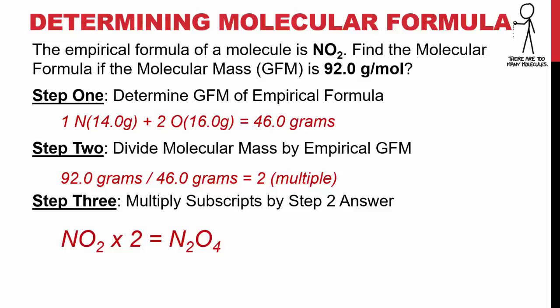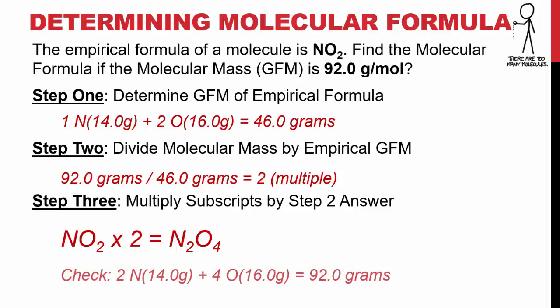So there's 1 N, you multiply that by 2, you get 2 N's. 2 O's multiplied by 2 gives you 4 O's. So now the new formula is N2O4. To check, you just add up all the atoms that you now have in your molecular formula. So 2 N's plus 4 O's should come out to the same molecular mass given in the problem.